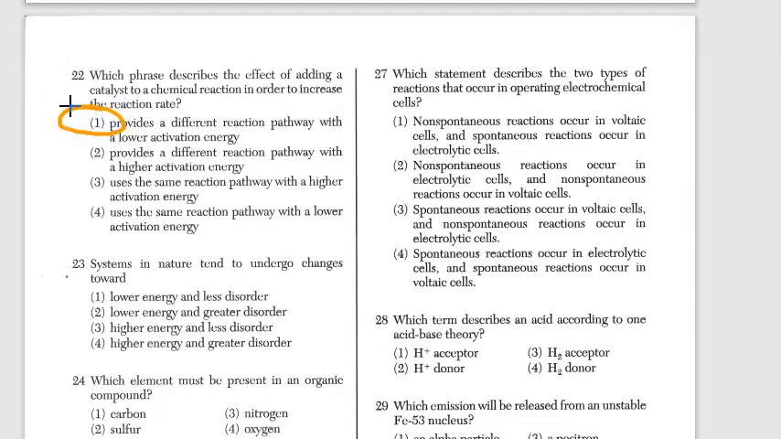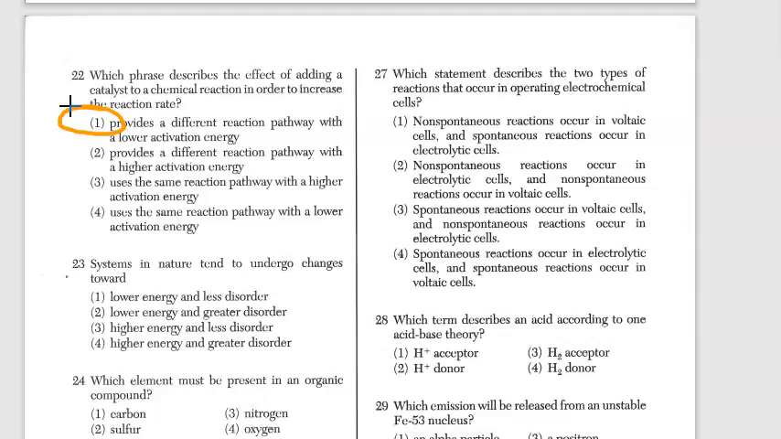For 23, systems in nature tend to undergo changes towards. Again, here, just like 22, these are facts that we want lower energy and greater disorder. That means lower energy means lower enthalpy, greater disorder means more entropy. So sometimes they'll use the words enthalpy and entropy for this type of question.